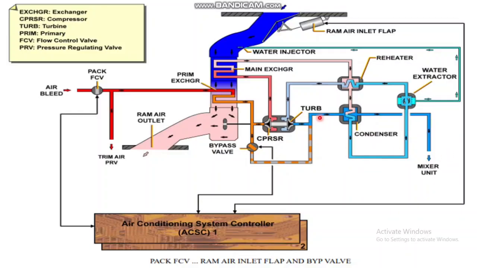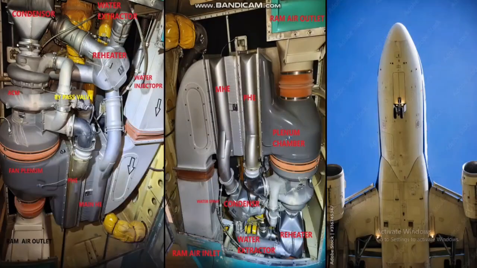In case the temperature is too low, it will mix in hot air to prevent ice formation in that particular location. So this is the diagram of the Airbus 320 pack. The original, I have taken a photo for information.